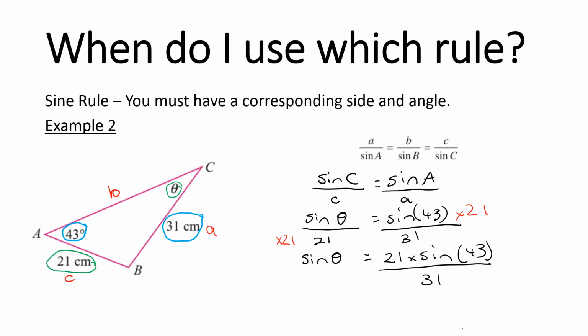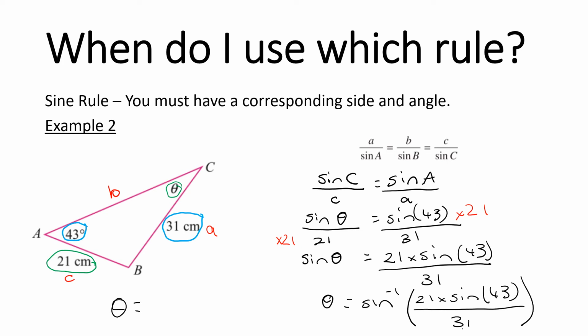Whenever you're finding an unknown angle, you know that you're using the inverse of the trig ratio. So theta equals inverse sine, which on your calculator you hit shift sine, and then you enter 21 times sine 43 over 31. And theta will equal 27 degrees and 31 minutes.